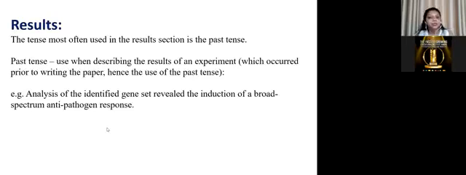So in the results section also, most of the time you are going for passive, most of the time you are going for past tense. Okay, let's see. So you are using past tense because by the time you write the paper, you have already obtained these results.